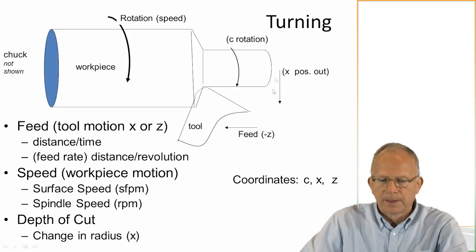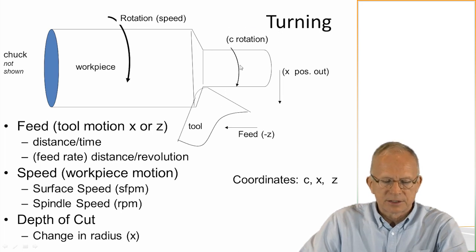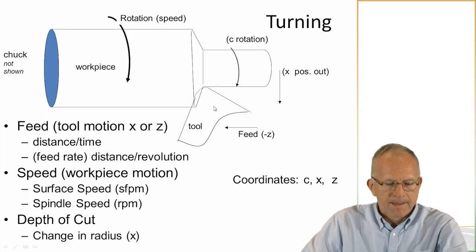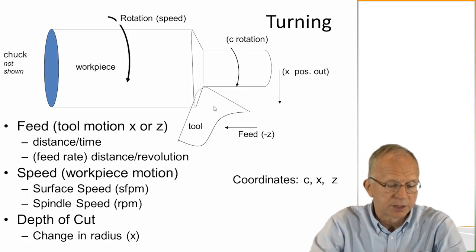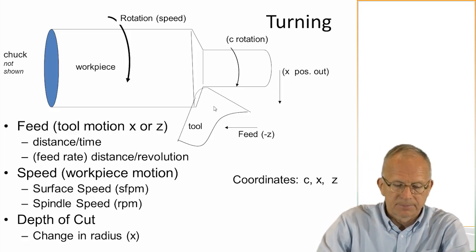All right, so in turning, the tool motion is in X or Z. So you might move in and do some sort of facing operation. This is a turning operation where we're changing the diameter from this large diameter to the smaller one. The C axis is the rotational axis, and the Z is along this way. And the depth of cut gives us a change of radius. So this would be the depth of cut from here to here. So the change in diameter, of course, is going to be twice the depth of cut.